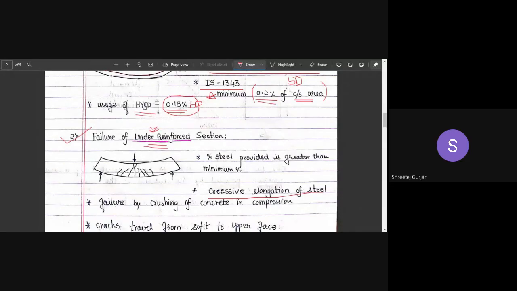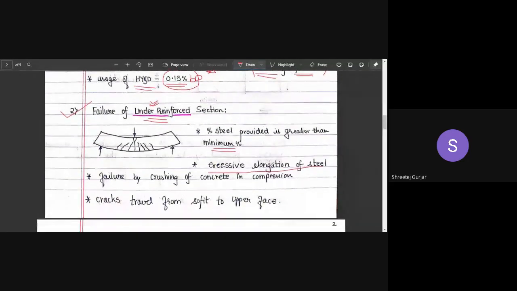The steel which you provide, as I've told you, is greater than the minimum percentage, but it is lesser than what we provide in the balanced section. So that is what an under reinforced section is. It gives excessive elongation before failure, and mainly the failure occurs by crushing of concrete in compression. In your compression zone, your concrete starts to get crushed, and that will cause failure.